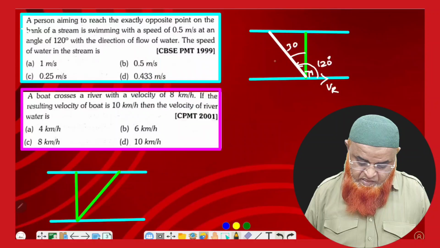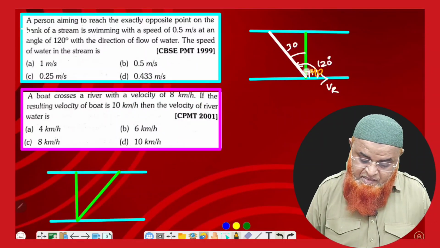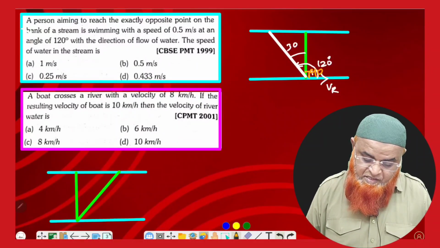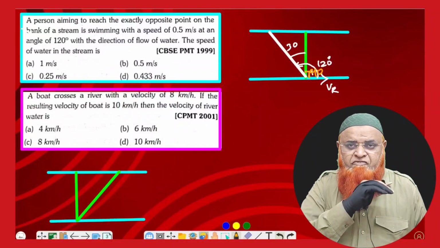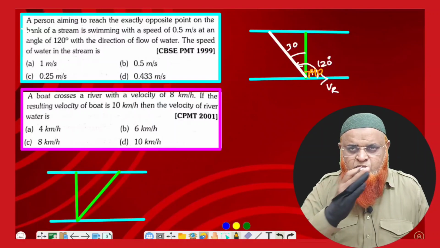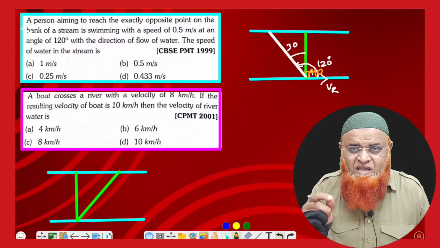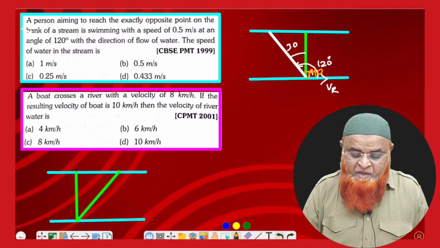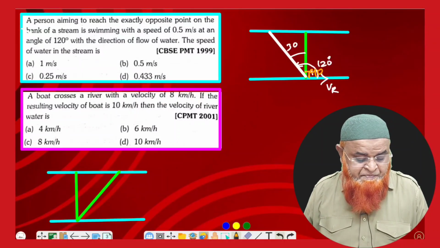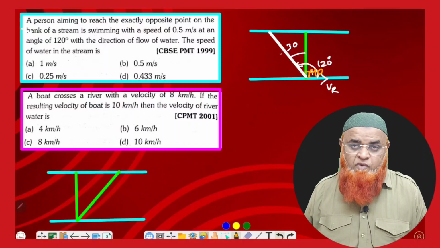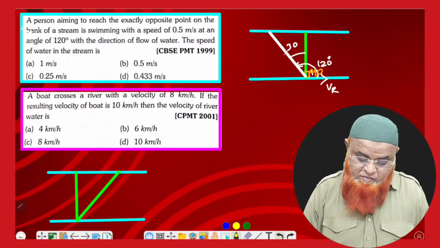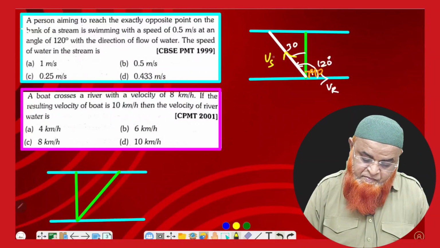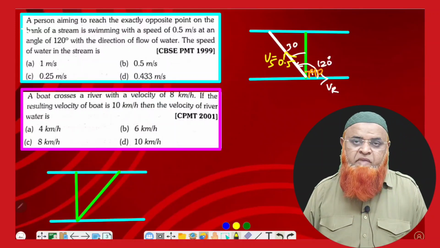Okay, what is this? This is going to be 90 degrees. So 90 plus 30, completely it is going to be 120. So from the direction of the river flow, he is moving in such a direction that he is making 120 degrees with the river flow. And what else is given? The swimmer's velocity is given. If you observe, the swimmer is moving in this direction, and the velocity of the swimmer is given as 0.5 meters per second.